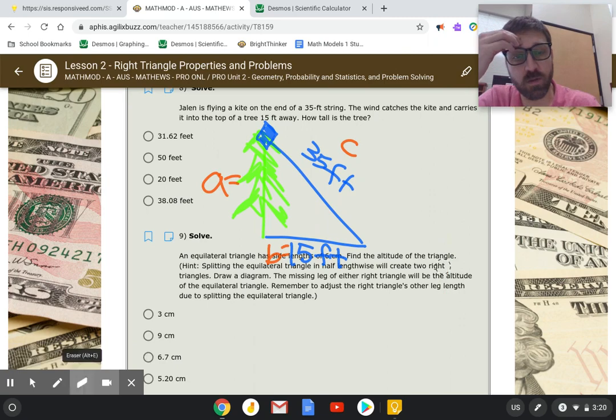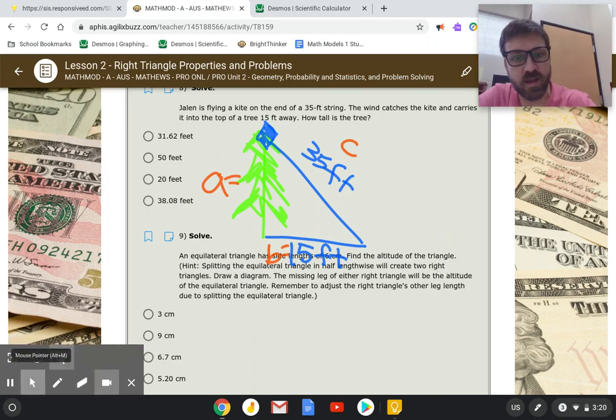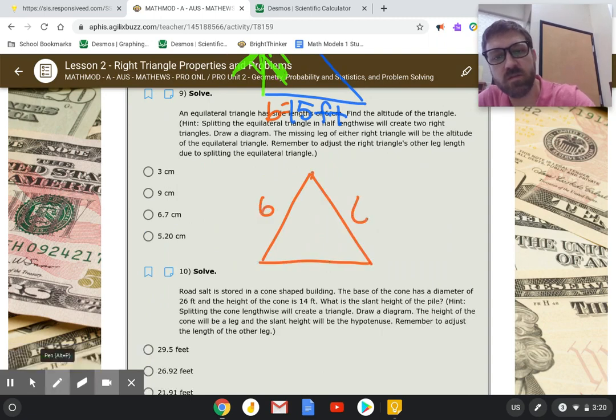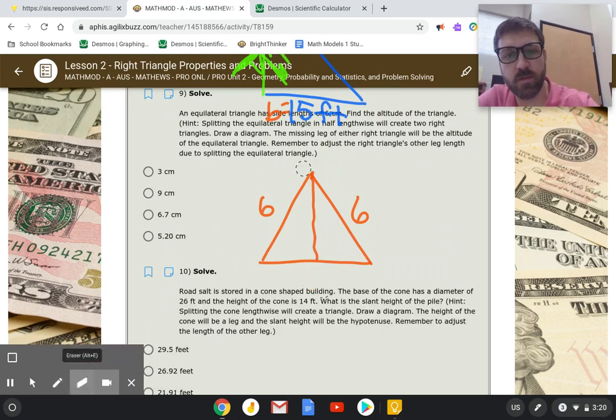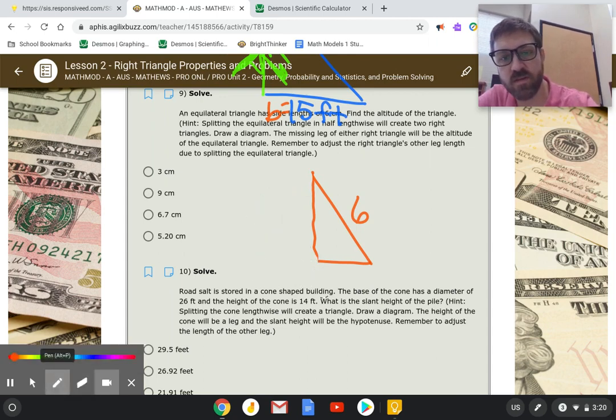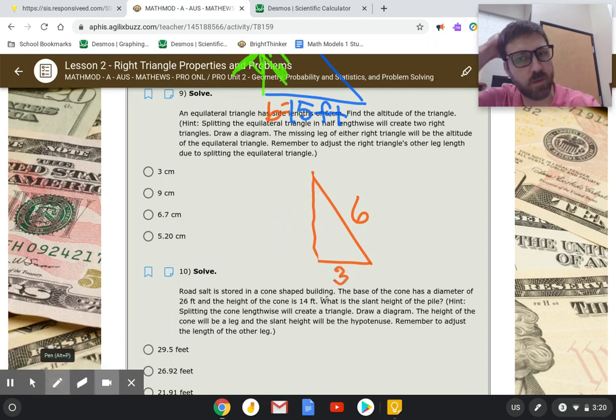Next one. An equilateral triangle has side lengths of 6 feet. So an equilateral triangle means it looks like this. 6, 6, and 6. Find the altitude of the triangle, splitting the equilateral triangle in half. So it's like this. So if it splits that in half, let's go ahead and get rid of this whole other side. And let's decide how long we think everything is now. This is still going to be 6, and this is going to be 3 because it's been split in half.